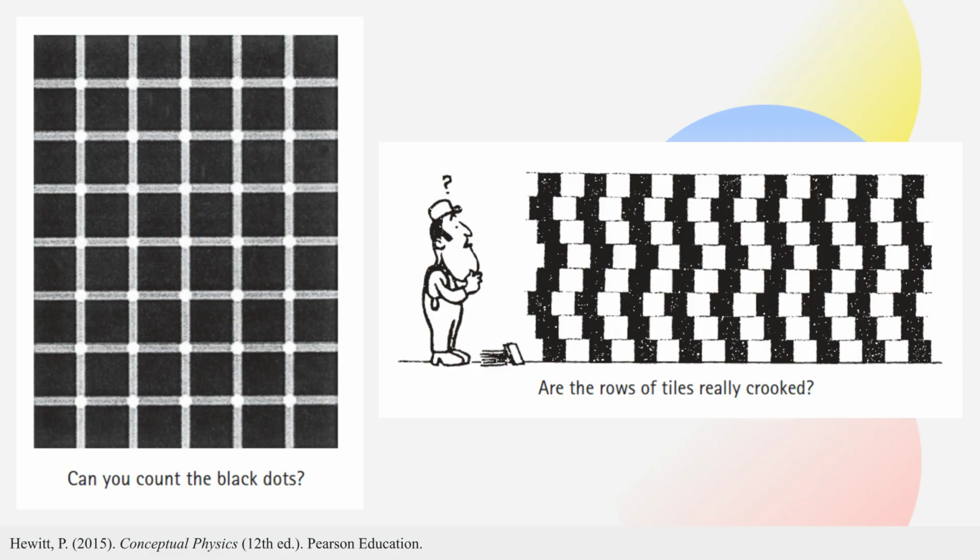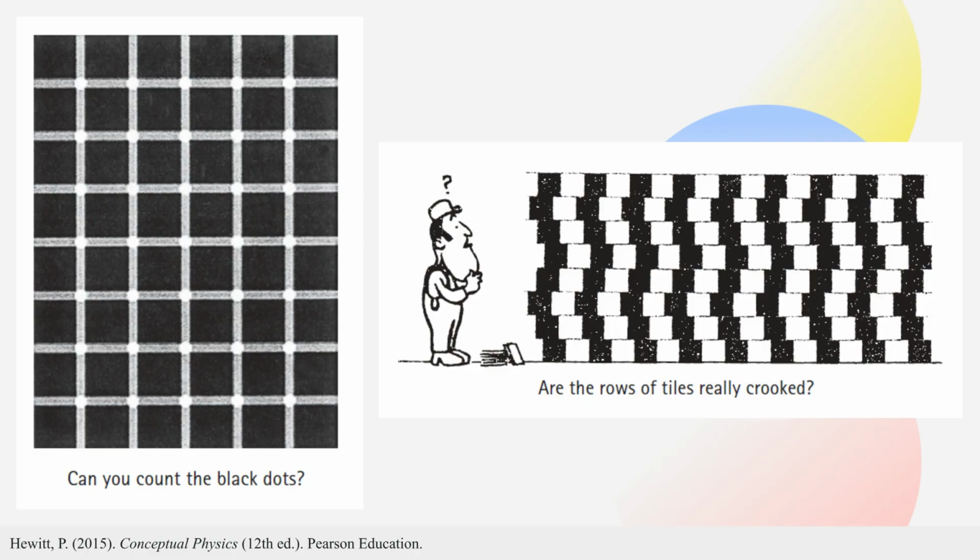Take a look at this grid of black squares on the left, separated by white lines. Try to count the black dots that appear at the intersections of the white paths. You will find that as soon as you look directly at an intersection, the dark spot disappears, only to reappear in your peripheral vision. Let us look at one last illusion that makes perfectly parallel lines look completely crooked.